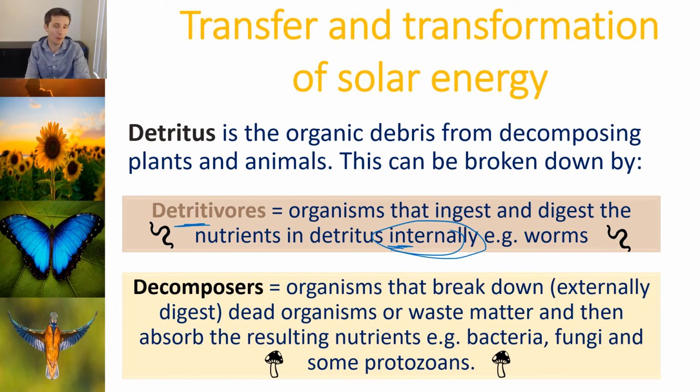There's also decomposers. So these are organisms that break down externally, all right, so they're doing it externally, dead organisms or waste matter, and then absorb the resulting nutrients. So these can be things like bacteria, fungi, and some protozoans. Now there's different ways to remember this. I always think internally I've got the I, and here I've got an I in detritivores. So I remember internal is detritivores. Well, once I remember that, decomposers is just simply the external there. So these bacteria, fungi, and protozoans, they release things like enzymes, which break down that organic debris, and then they absorb the nutrients from there.